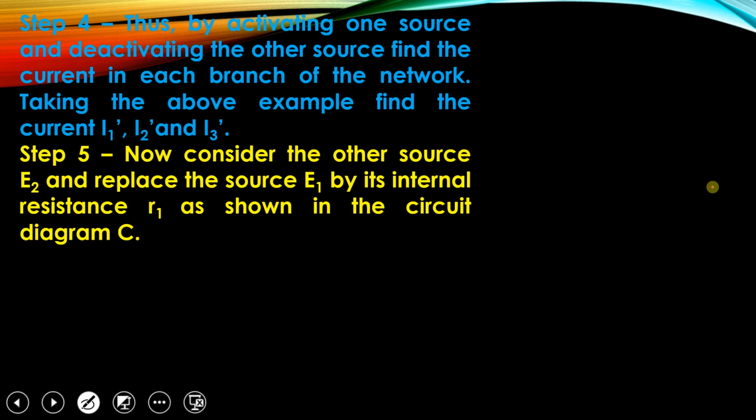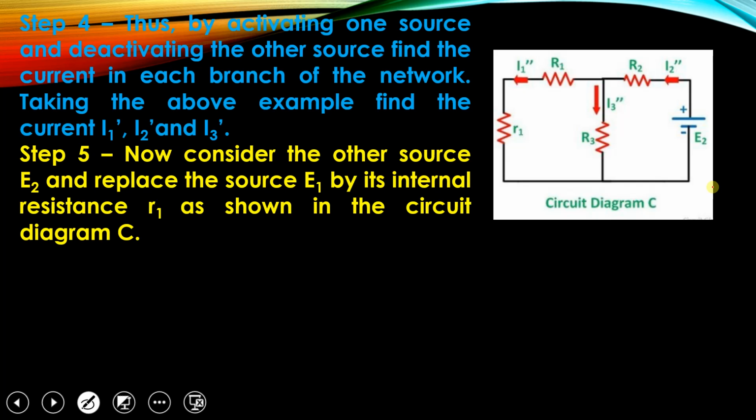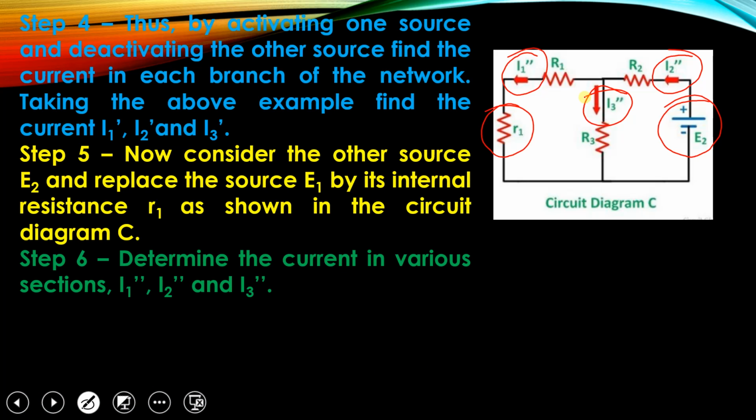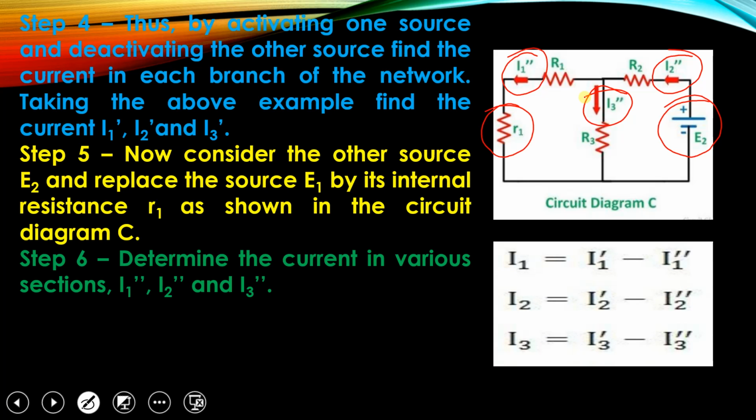As in the previous case, we find the currents. When we consider one voltage source, we find I1 dash, I2 dash and I3 dash. As shown in the figure, we replace E1 by its internal resistance and consider the E2 voltage source. The currents flowing in the circuit are I1 double dash, I2 double dash and I3 double dash. Similarly, step 5, now consider the other voltage source E2 and replace E1 by its internal resistance R1 as shown in the circuit. Step 6, determine the current in the various sections, I1 dash, I1 double dash, I2 double dash and I3 double dash. We find the values.